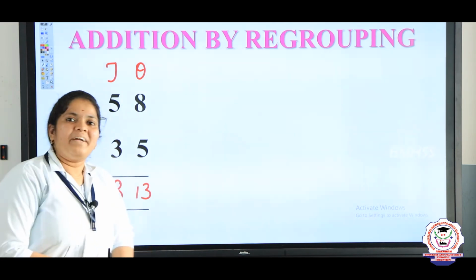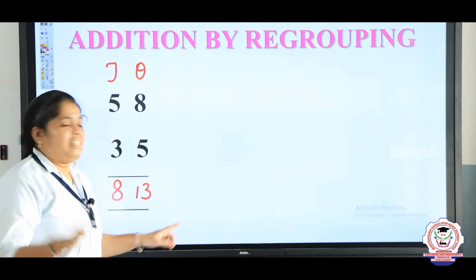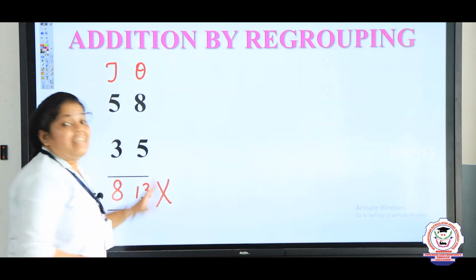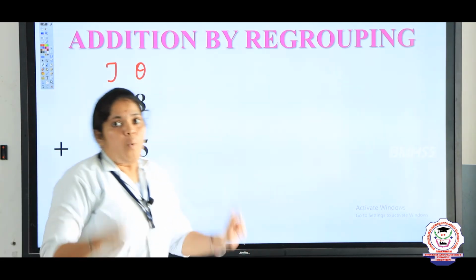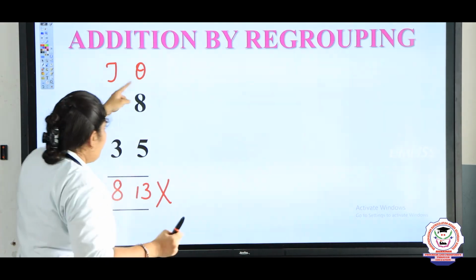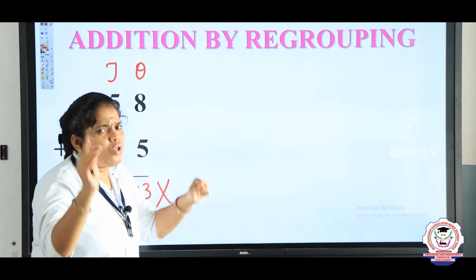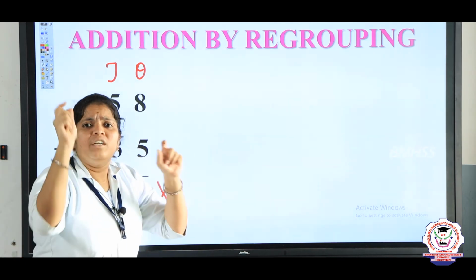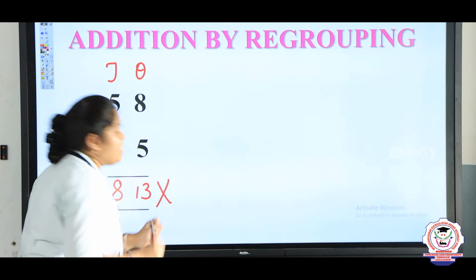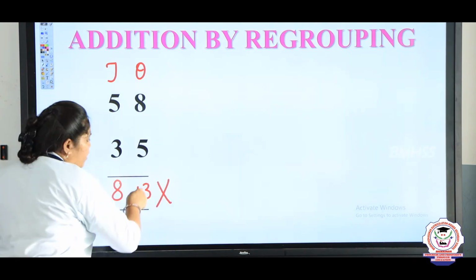How is it correct, my dear children? This is not correct. This is wrong. This is the wrong format. Why? Because we are getting a 2-digit number. Here while we are adding the ones place value, we get a 2-digit number. So you should not write the 2-digit number in the ones place value. You should not write this 13 in the ones place value.